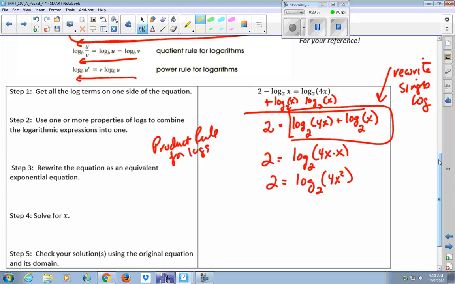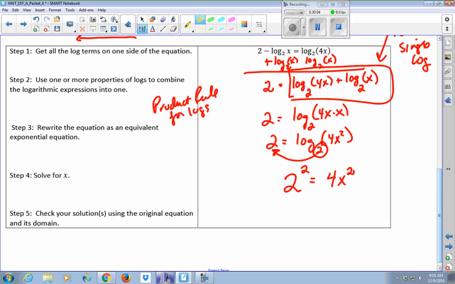Okay. Now it's a piece of cake because all you do now is you say, I'm going to rewrite this as an exponential equation. I know what my base is. I've got to change this next year so I don't have all these 2's floating around. So my base is 2. So the base on my exponential equation is 2. The exponent on my base is the answer to my log, and that will bring me back to 4x squared. So now this is 4 equals 4x squared.